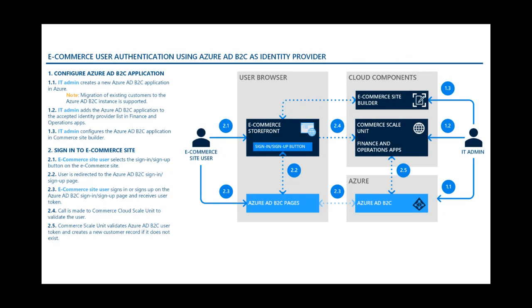So we'll take a quick look at what's involved in this type of setup for the architecture itself. You'd have an admin that comes in and configures both the site builder and the commerce scale unit or HQ with the information for your identity provider. In this case, they will provision a B2C tenant and a B2C application in the Azure portal, and that links back to the e-commerce storefront.